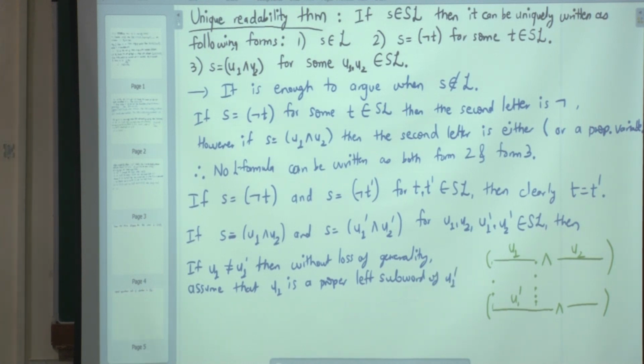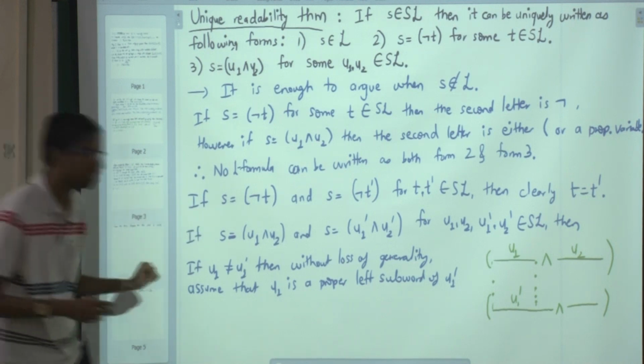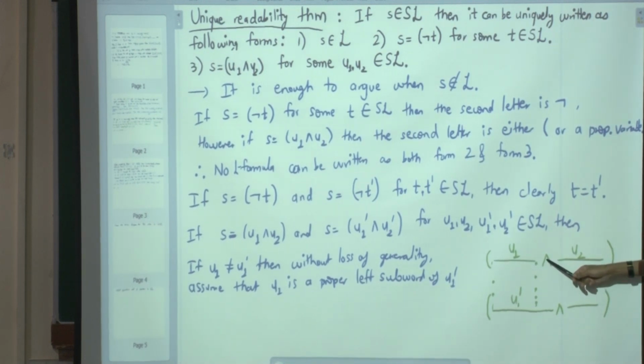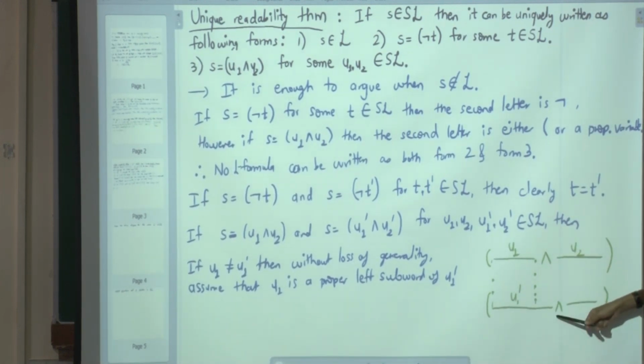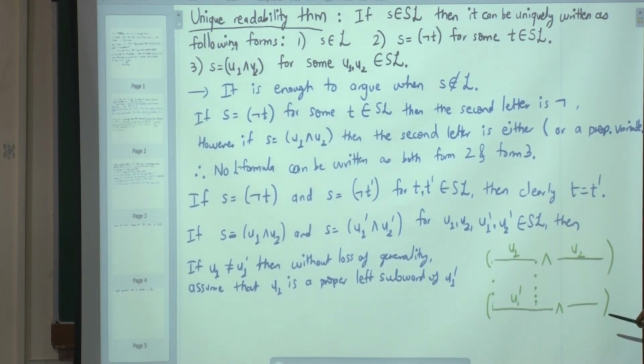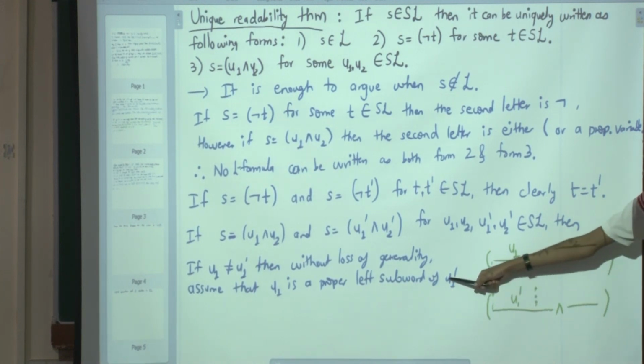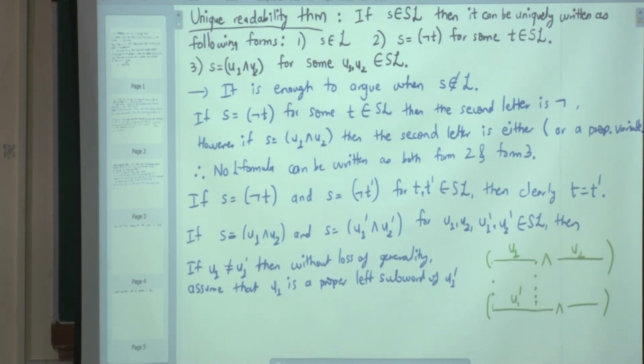I am beginning to read in two different ways. So the first way is that I start with U1 and then I hit this conjunction symbol. But now there is another way where I have to go a bit further to hit the conjunction symbol. Then without loss of generality, one of them has smaller length, because we are talking about length. Length is in integers and it's a linear order. So trichotomy, we are using trichotomy here. So if U1 is a proper left subword of U1 dash, and U1 is of course a formula, so it is non-empty.